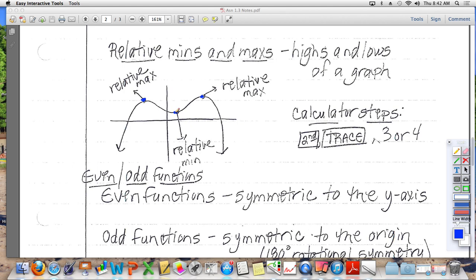Just a little side note here, I have written down the calculator steps for you to use if you are calculating a maximum or a minimum. Second trace, you go to 3 or 4 and it kind of walks you through. It tells you to guess the left bound, guess the right bound. The calculator does all the guessing for you. I think it will come back to you, you did it last year. It should come back to you very quickly once you try the calculator steps.